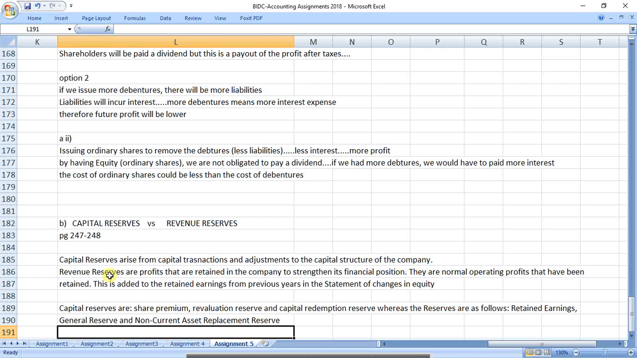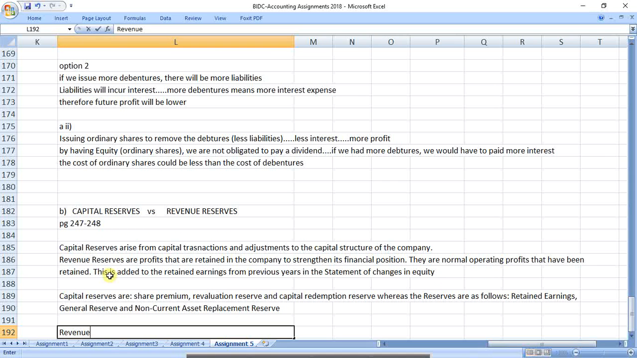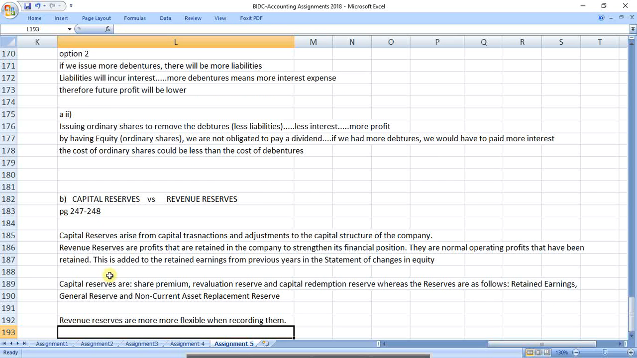So we've got 2 definitions and 1 note there. I would think we need to put 1 more point because of the 4-mark indication. Here they said revenue reserves are most flexible. So the one is more flexible and the one isn't as flexible. Let's write that down. Revenue reserves are more flexible when recording them. Okay, that's it. Right, and that wraps that up.